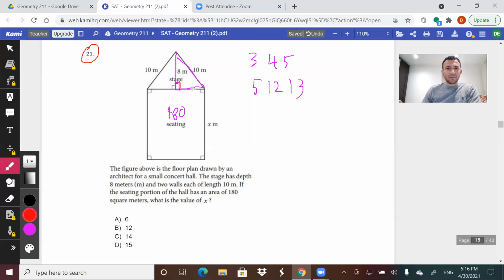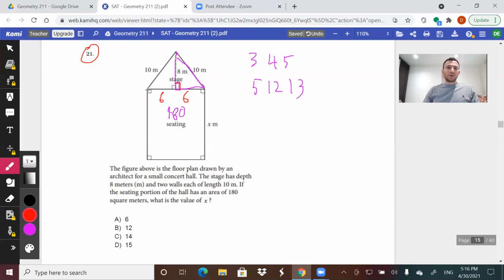Well, if you think about it, this is just double 4. This is just double 5. So this one's going to be double 3. So this one's going to be 6 here. A 6, 8, 10, which is just a doubled 3, 4, 5 triangle. So we know that 6. And yeah, you could have used Pythagorean theorem, but I think this is easier to just know 3, 4, 5.